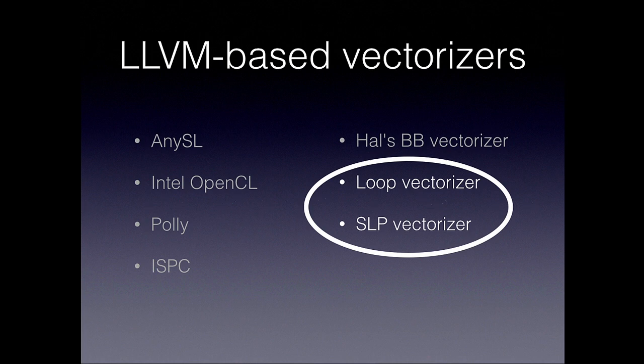The first vectorizer is Hal's BB vectorizer. And Hal is awesome. He wanted LLVM to be a high-performance compiler, so he wrote the first LLVM-based vectorizer, the basic block vectorizer. He talked about it, I think, a year and a half ago in the European LLVM developers meeting, and I encourage you to go and look at his slides and the videos. So this was the first LLVM-based vectorizer. And in the last year, we developed 2 new vectorizers, the Loop-vectorizer and the SLP Vectorizer.